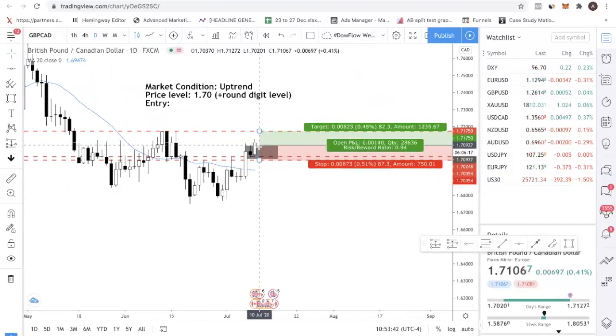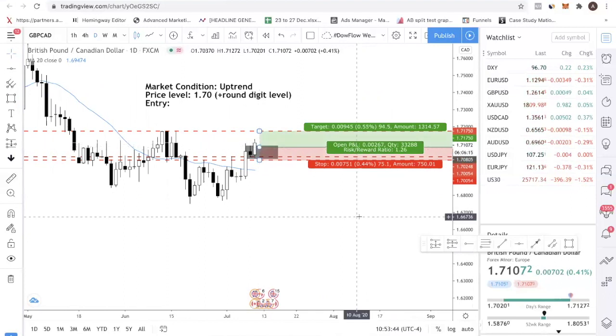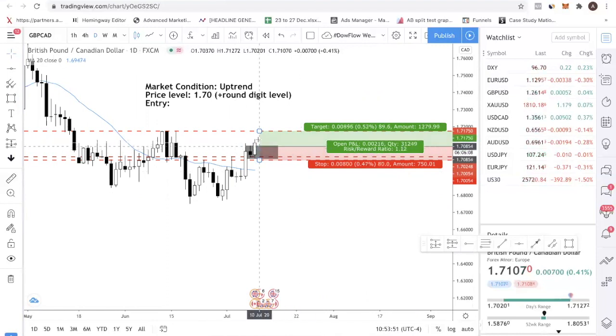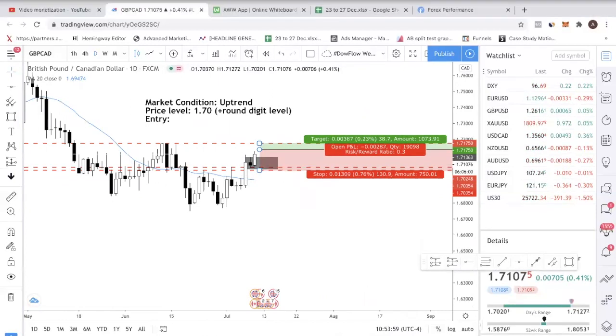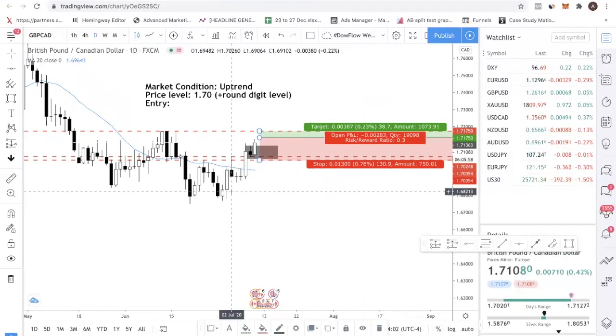Okay, so it depends on where price closes. If, let's say, price closes somewhere here, it's still decent. 1.26 is still okay. It's not the best, but you just want to make sure that you do not have a scenario where you are risking 130 pips to make 38 pips. It just doesn't make sense.